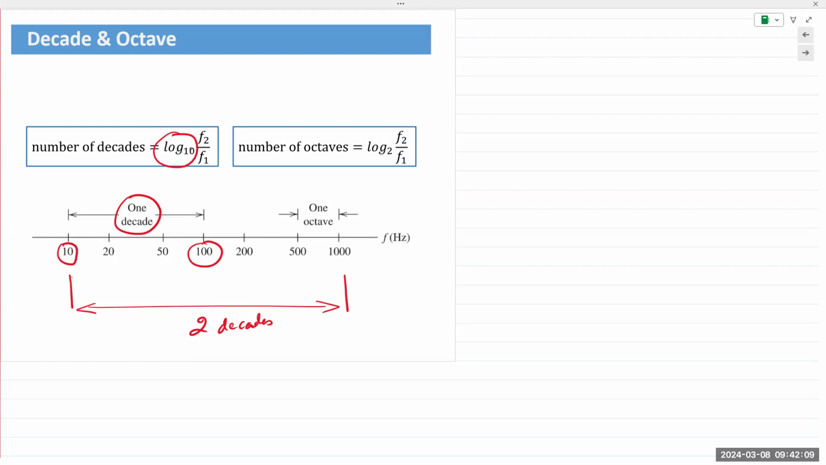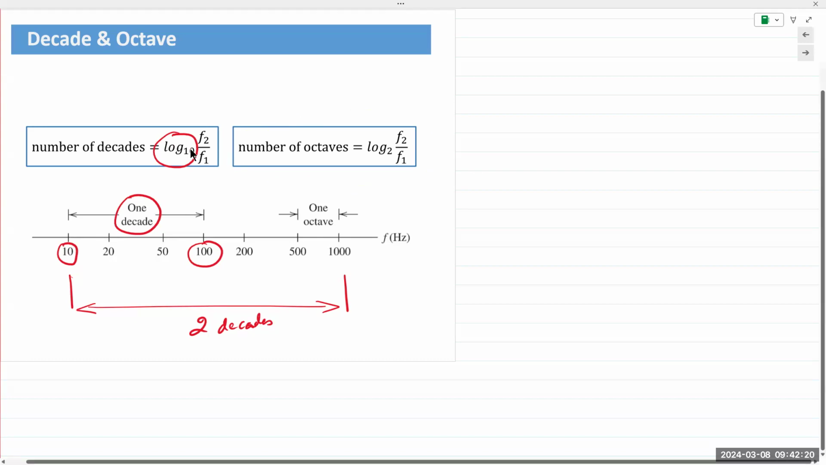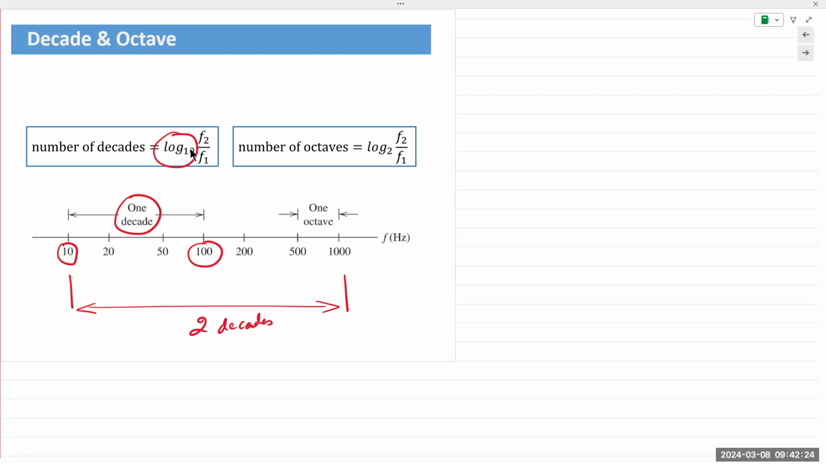It doesn't matter for this class, but I still wanted to label it here. An octave is the log of the ratio of two frequencies with the base 2. You would have heard how some singers have a large range, an octave. That's where that comes from. It's the log of the ratio of two frequencies to the base 2.